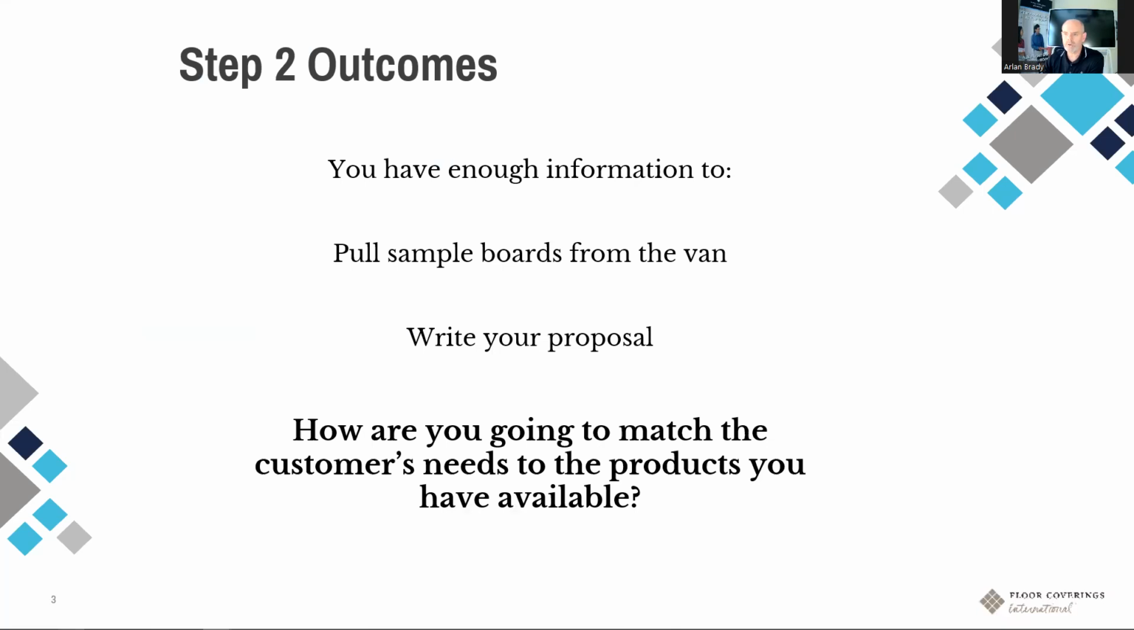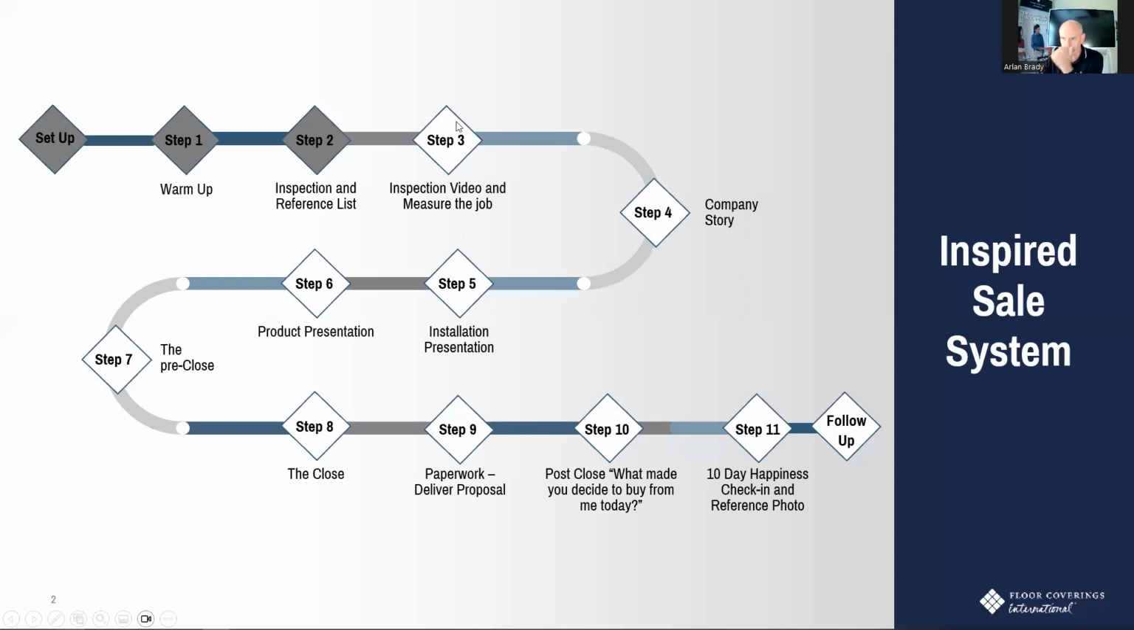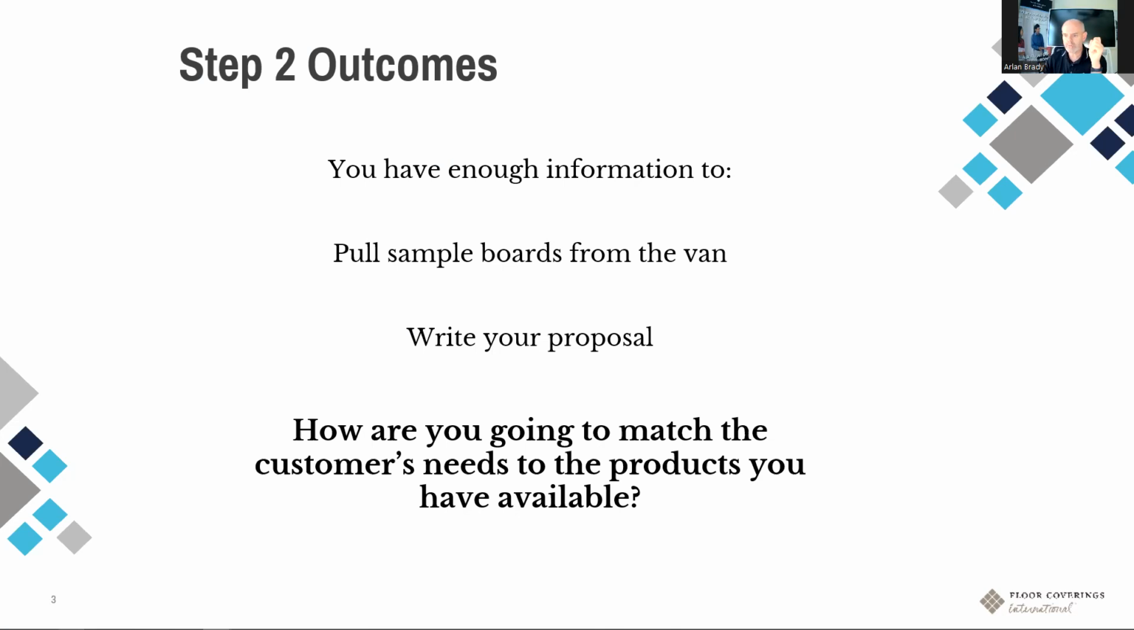So how are you going to match the customer's needs to the product you have? So here you are in step 3. You've shot your inspection video and you're thinking to yourself, okay, the customer said they wanted this and this and this. And now you're trying to figure out, how do you match the customer's needs to the products you have available? So we've looked at the product selector. That's going to help you. But in the product selector, it says things like R2X and softback and lifeguard. What in the world is all this stuff?